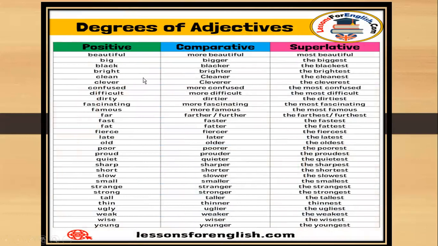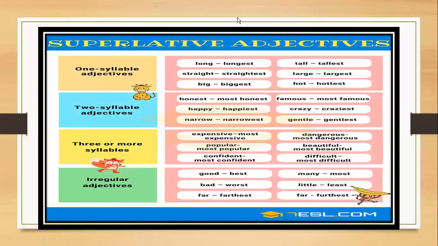Now here is the whole list. We have just revised a few. There are so many; you can revise from there. See, for confused also, more confused and the most confused. Difficult again, more difficult and the most difficult. So you can keep it in your mind. There are some more you can keep in your mind.